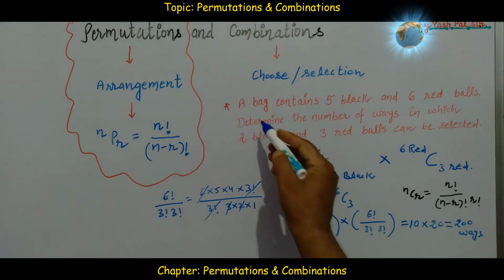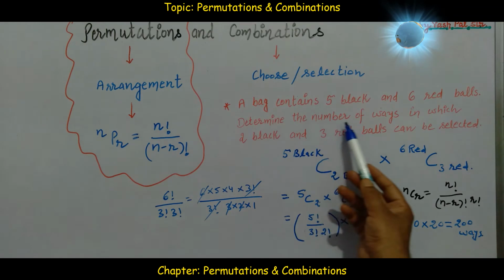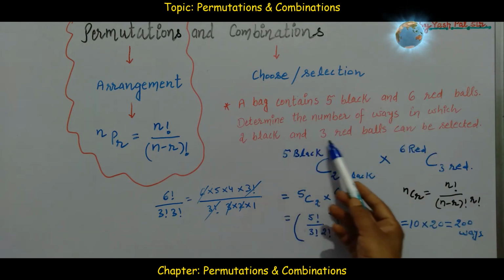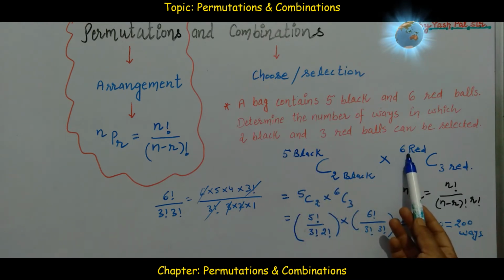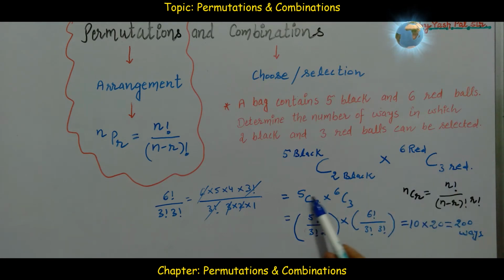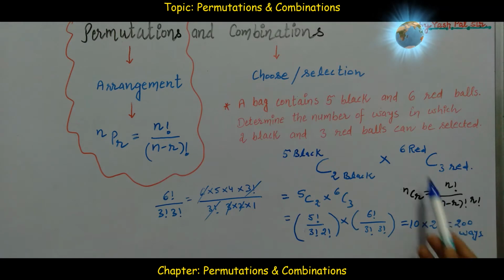Again, what is the question? A bag contains 5 black and 6 red balls. Determine the number of ways in which 2 black and 3 red balls can be selected. So this way, out of 5 black balls, only 2 are selected. Out of 6 red balls, only 3 are selected. After we applied the formula, nCr is equal to n factorial divided by n minus r whole factorial into r factorial, thereafter we can get the direct result. 200 ways are there. Determine the number of ways, 200 ways.